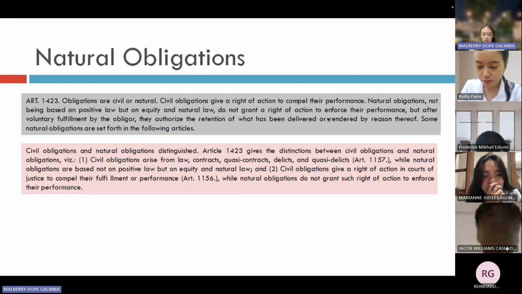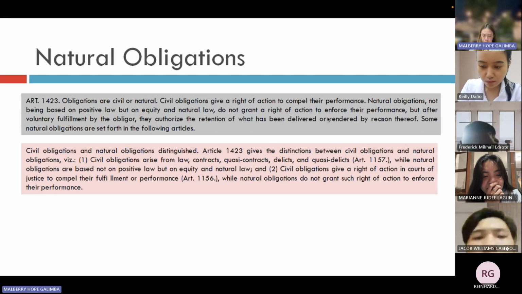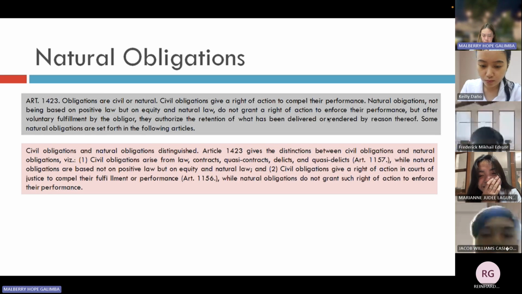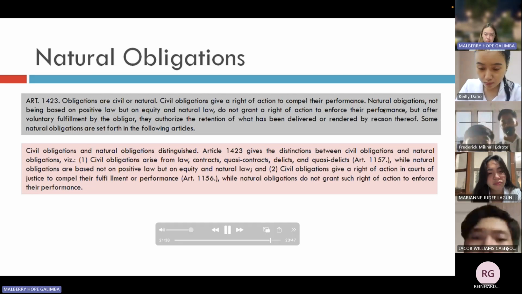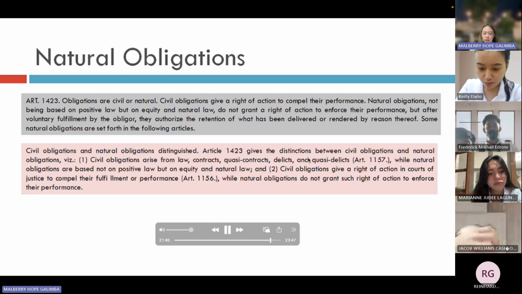Because you borrowed earlier, it is your natural obligation to pay. You cannot ask for it back if you voluntarily paid, even if you are no longer obliged under the law to pay for it. That's a natural obligation, because you borrowed, and you are obliged also to pay even after the time to pay has prescribed. Civil obligation and natural obligation distinguished.